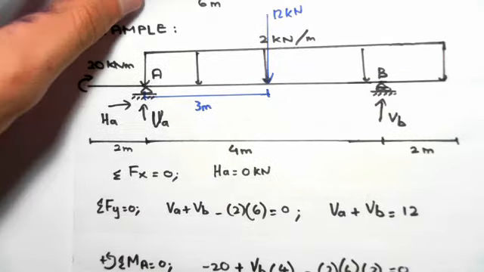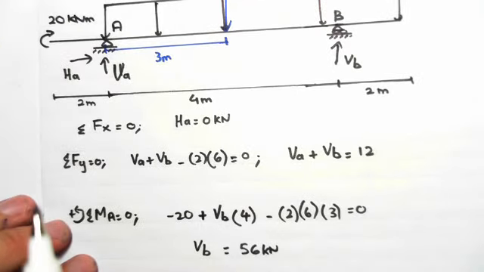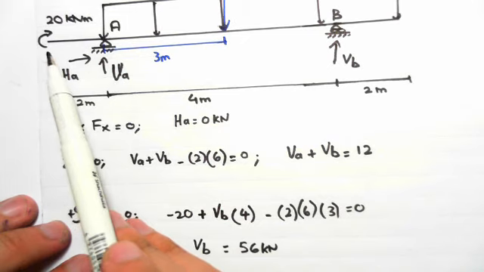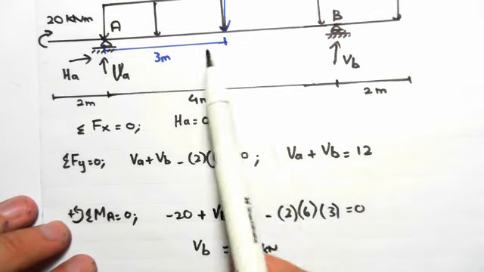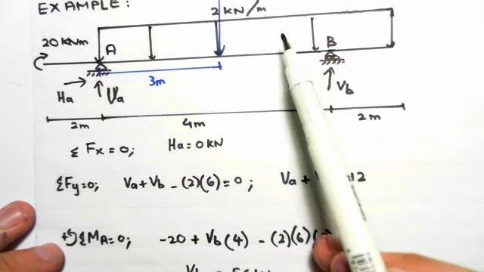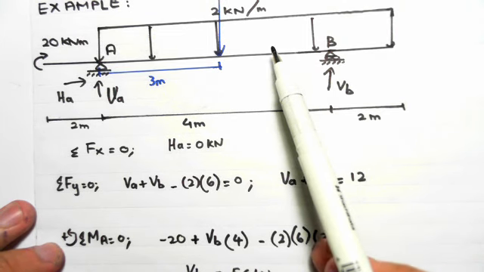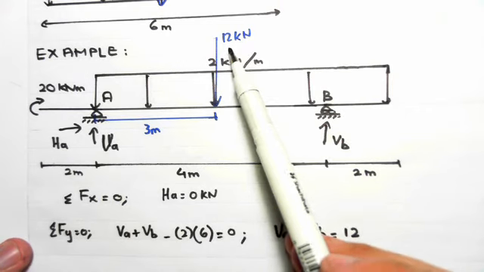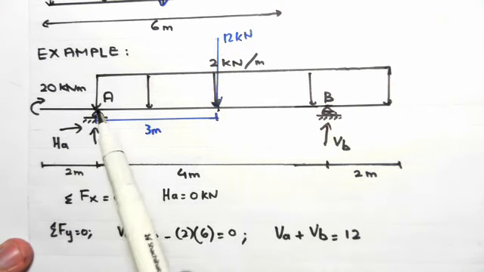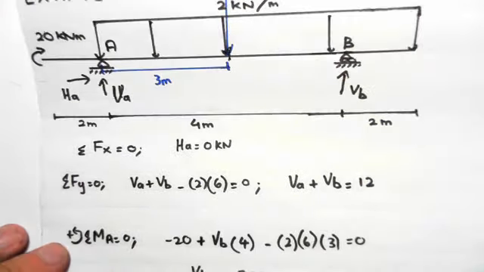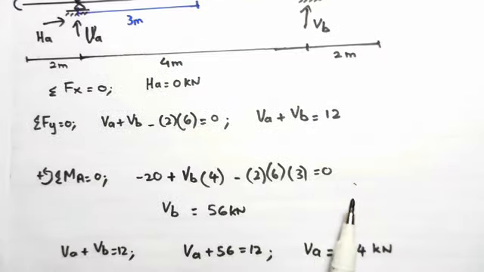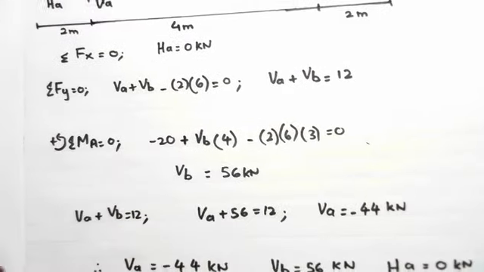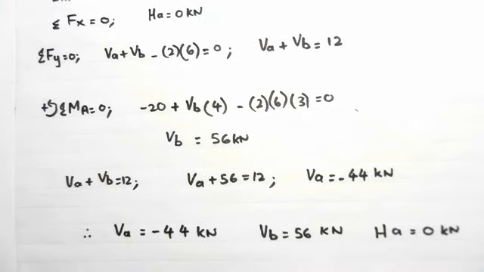Next we did the sum of the moments about point A equals 0, so it was minus 20, as it's a clockwise moment, plus 4 times VB, minus the moment caused by the UDL, so 2 times 6, which makes it a concentrated point load of 12, multiplied by the lever arm, which is 3, equals 0. This gave us VB of 56, and from there we were able to find VA and establish our final solution.